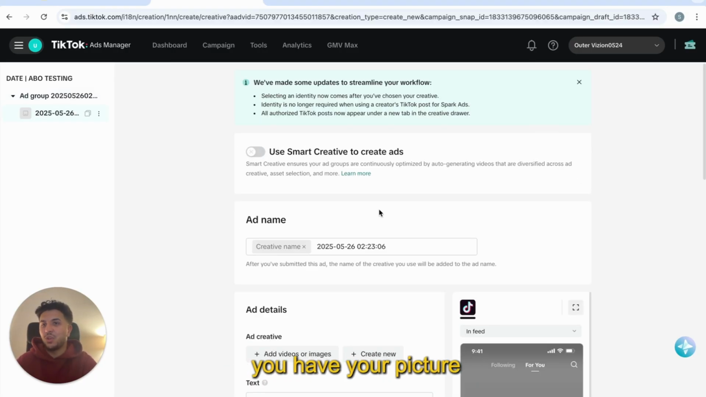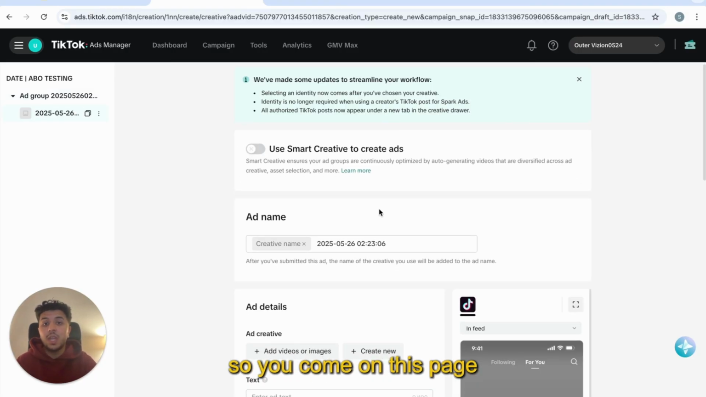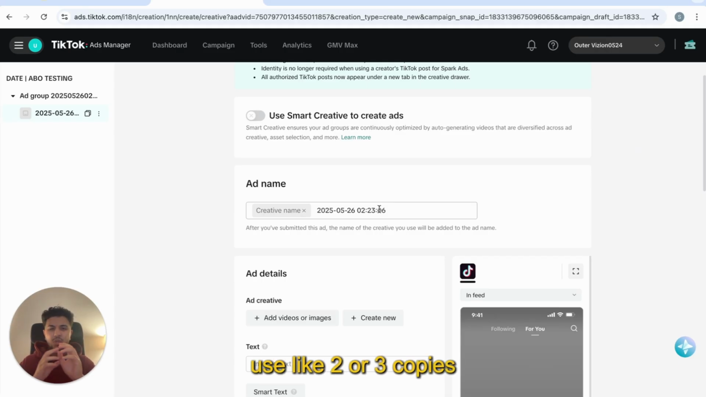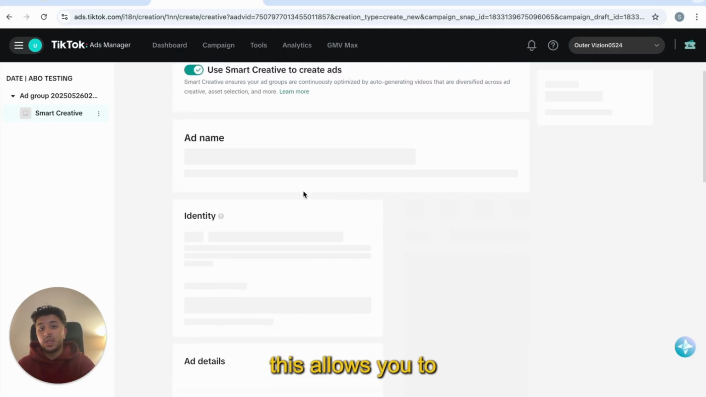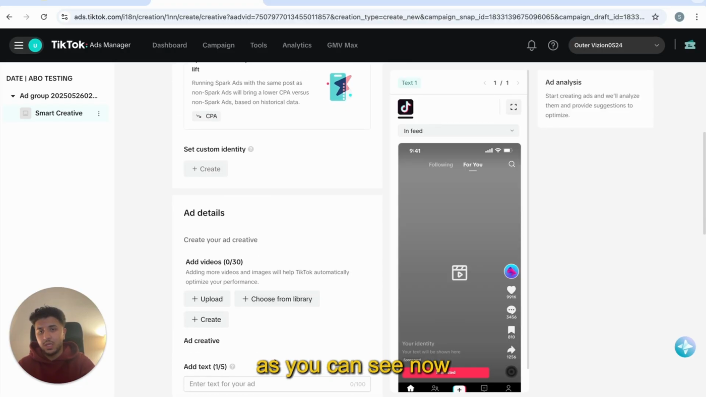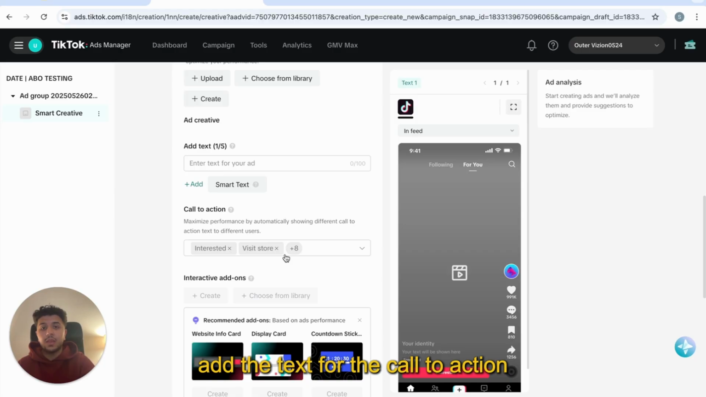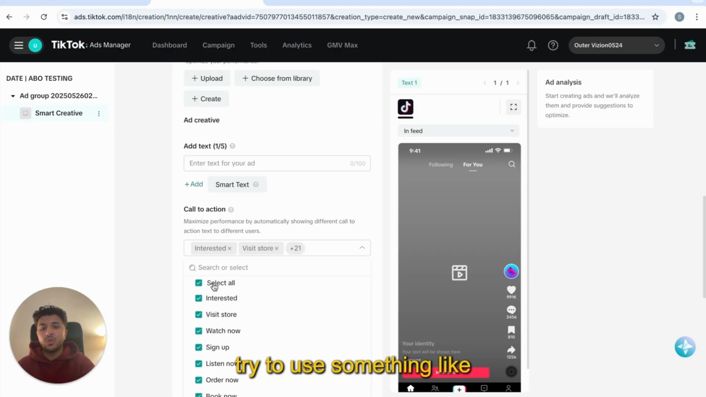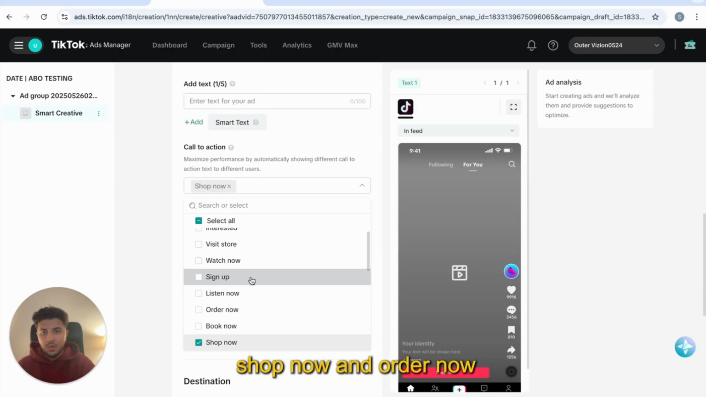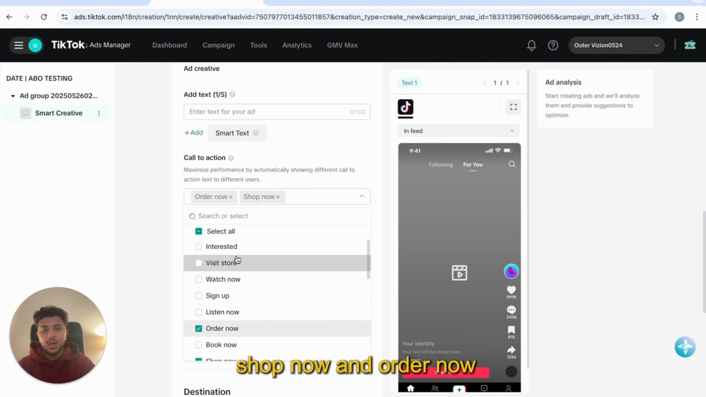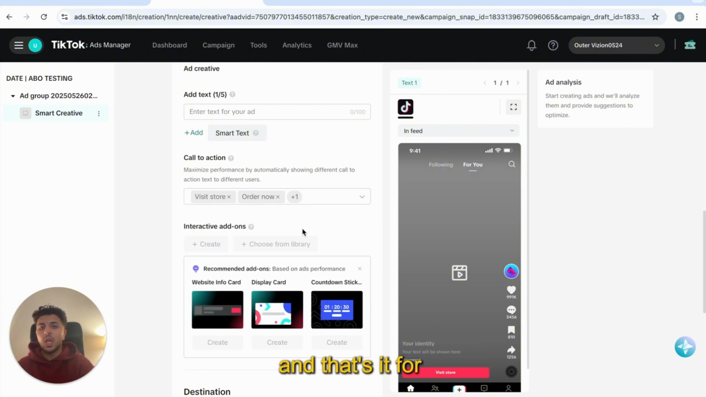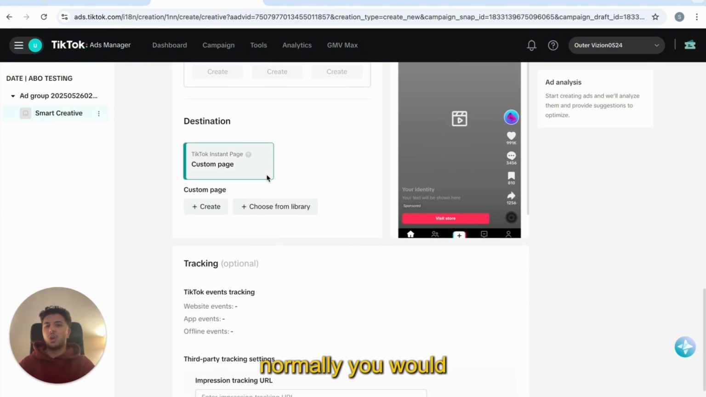So basically normally you have your pixels, so you come on this page. And something that I always do is use 2 or 3 copies. So what I do is use smart creatives. This allows you to have multiple tags, as you can see now. So you just go on, upload your creative, add the text. For the call to action, try to use something like shop now or order now, visit store, something like this, and that's it. For the custom page, normally you would also have the link that you need to enter.